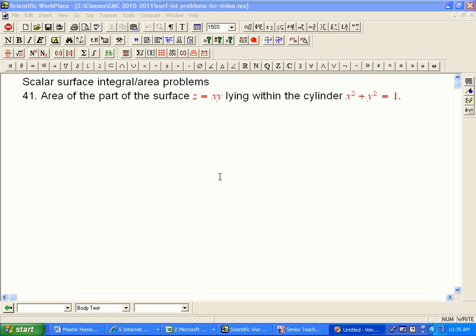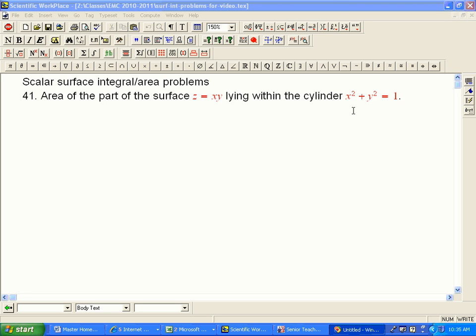Here's some of the scalar surface integral and surface area problems that get pretty tricky. They get pretty involved, so I wanted to do a few of those, work them out. Number 41 was the area of the part of the surface z equals xy lying within the cylinder x squared plus y squared equals 1. Well, that is a saddle surface, and that's one of our classic saddles.